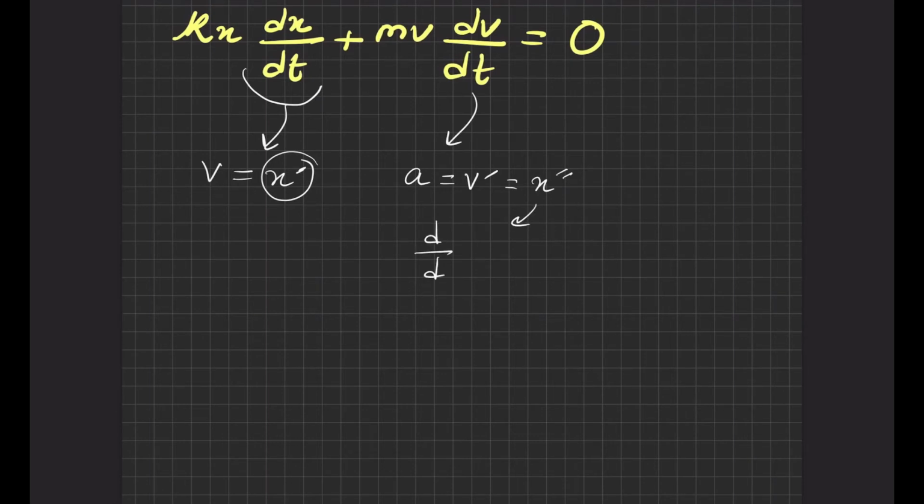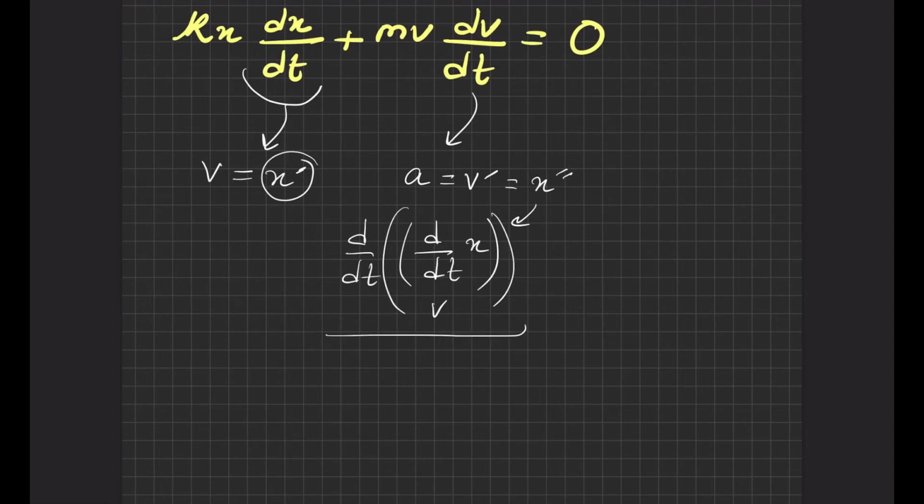Let me show you. The derivative of x once is the velocity. The derivative of x twice is the acceleration. So we're doing fine. Let's rewrite this equation in terms of x prime and x double prime.